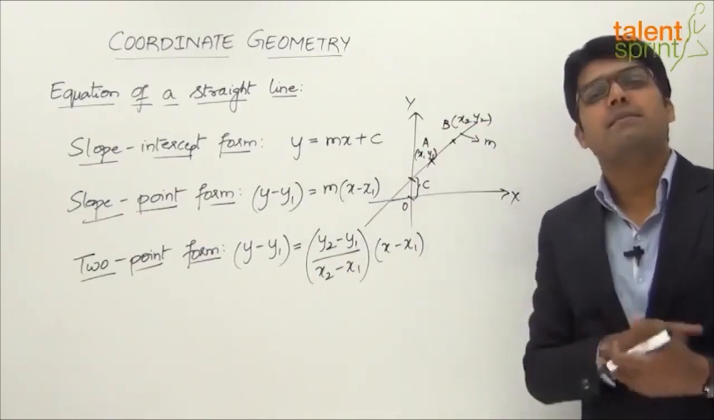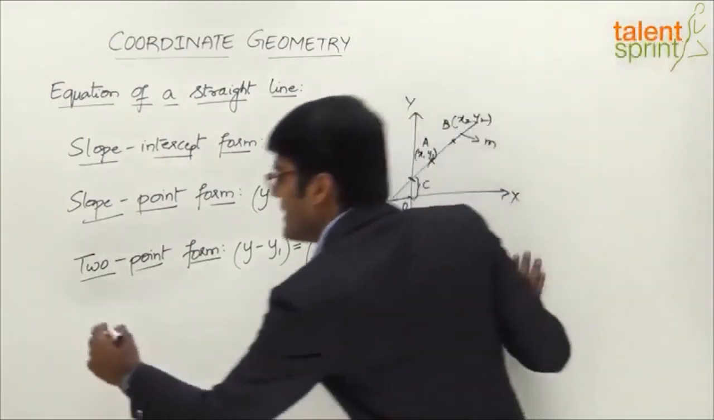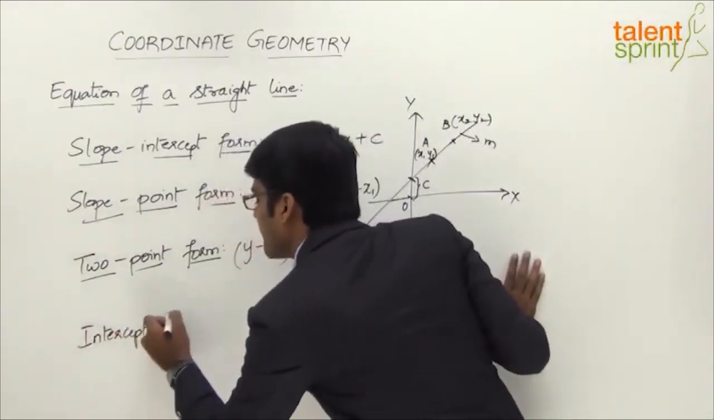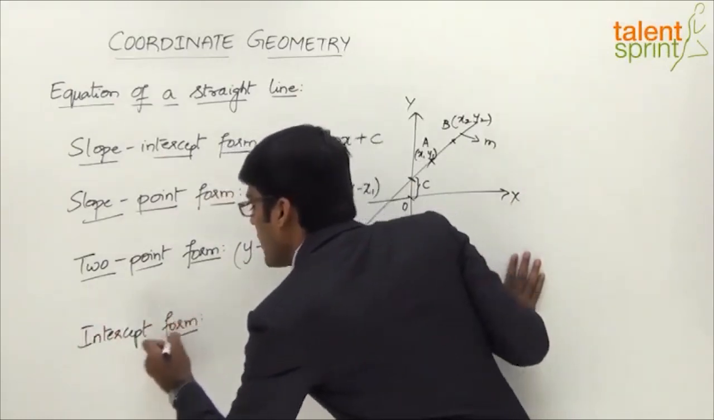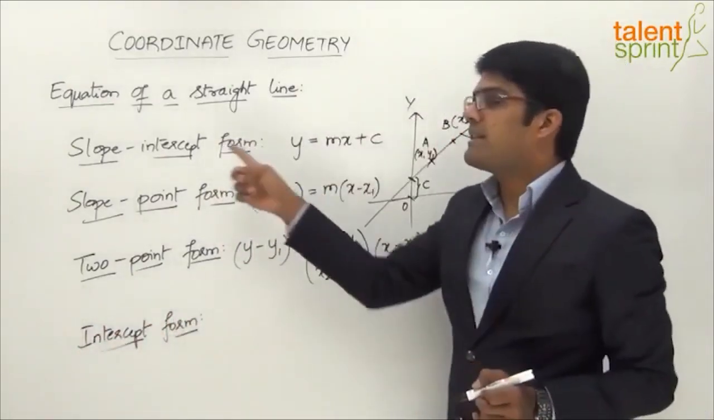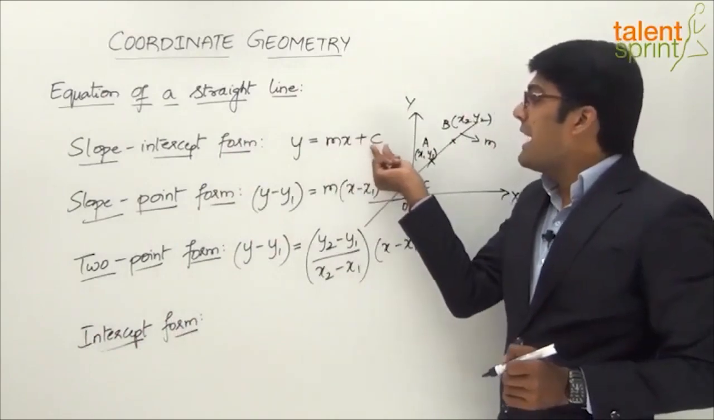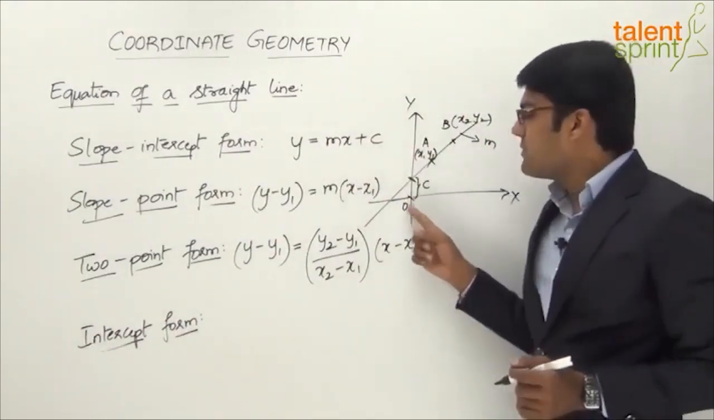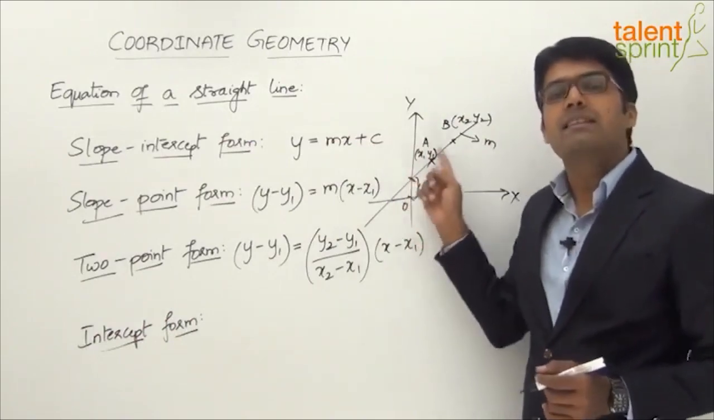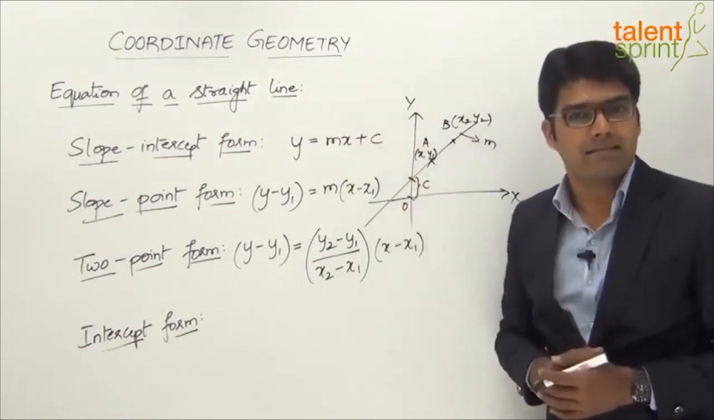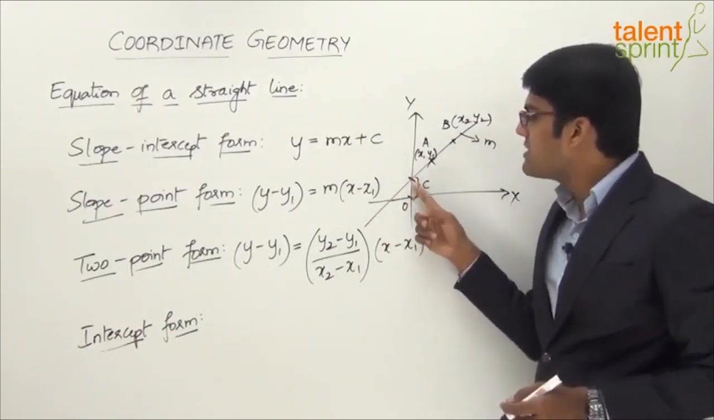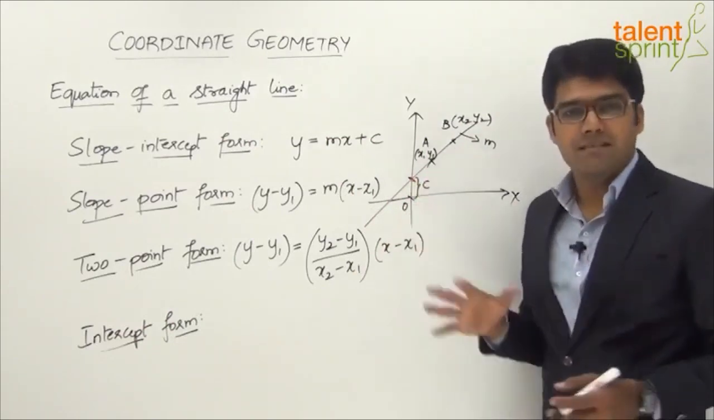Next comes the intercept form. Let us understand what is meant by intercept form of a line. Now we have already understood what is meant by intercept. In slope-intercept form, the slope was m and the intercept was c. What is intercept? Intercept is the distance from the origin to the point where the line meets the given axis, right? For example, here the line cuts the y-axis at this point. So the distance between the origin and this point is c, which is known as the intercept.